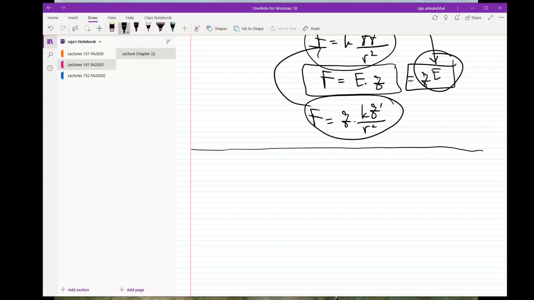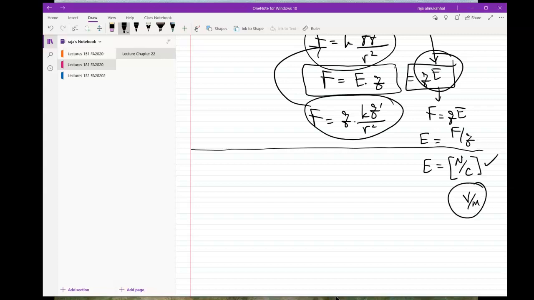Let me go back to this again, just one more thing. So we said that F is equal to QE, correct? So that means E is equal to what? F over Q. So if I ask the question, what is the unit of E? Well, the unit is Newton per Coulomb. Okay, that's one unit. Later on, when we cover electricity, it turns out that the electric field is also volt per meter, which we'll deal with later. But for now, the unit is Newton per Coulomb.